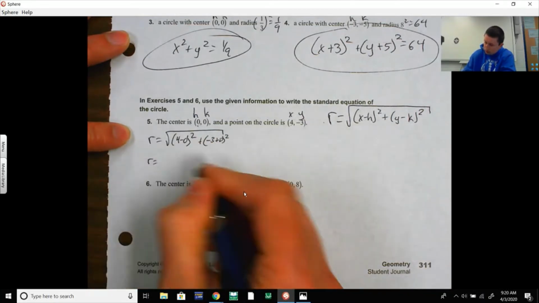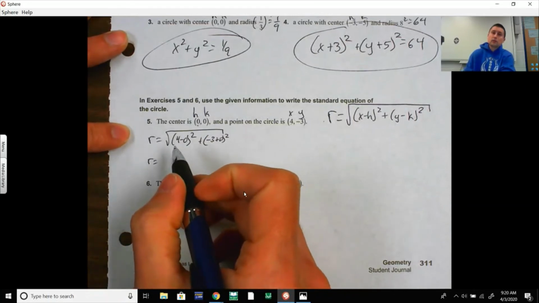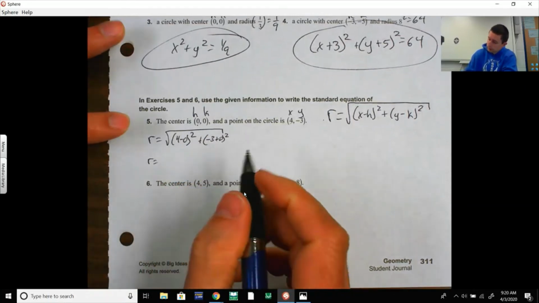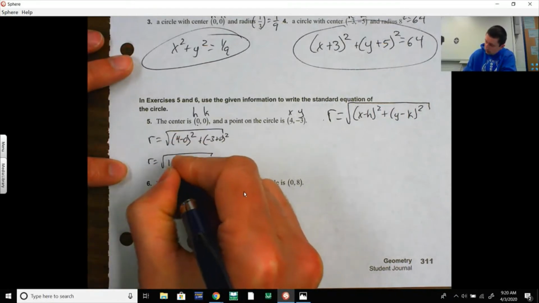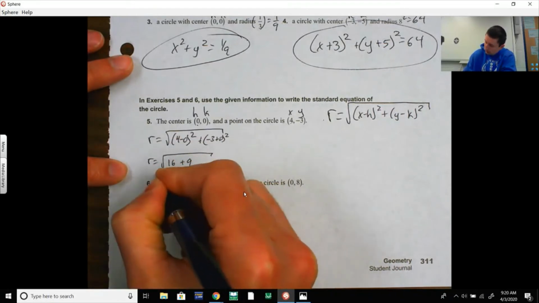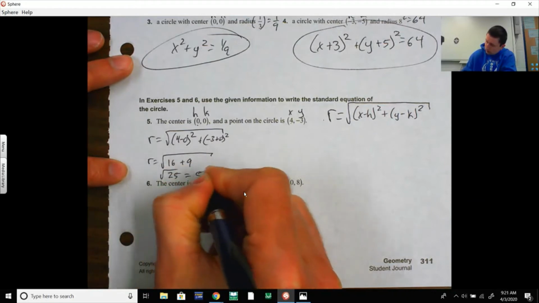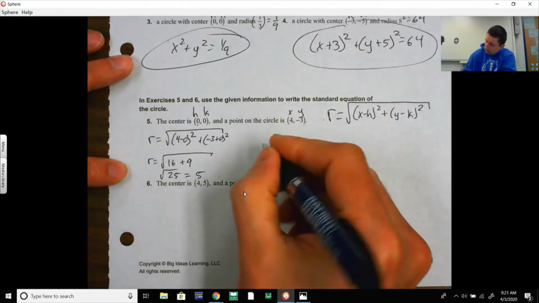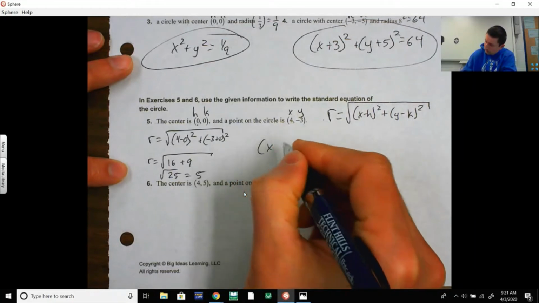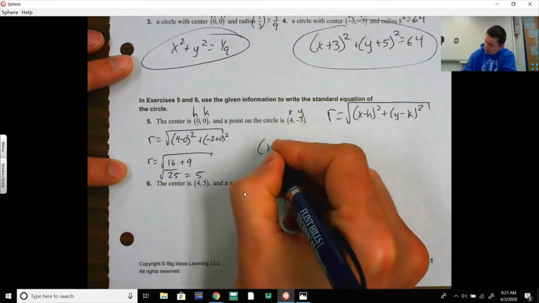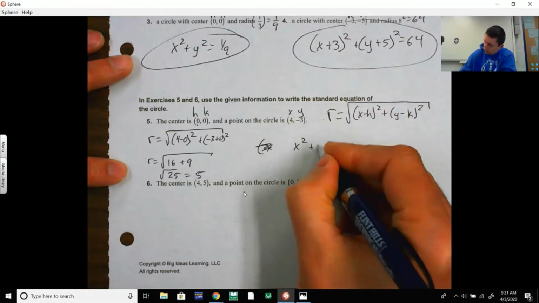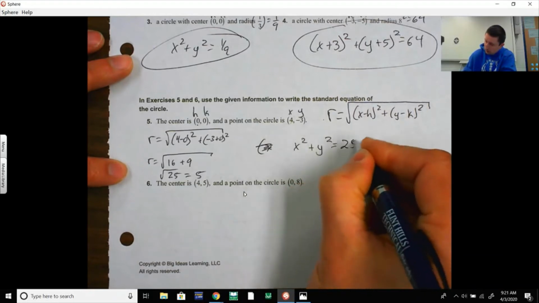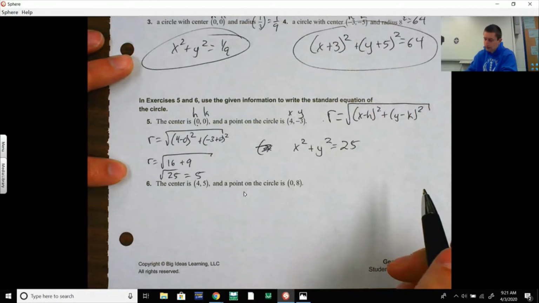So r is, and you're noticing a 3 and a 4 showing up? Can anyone guess what the radius would be here? 3, 4, and? So that's the square root of 16 plus 9, square root of 25, which is 5. The radius is 5. So our equation would be x² + y² = 25. Remember, equals r squared. Doesn't equal r.